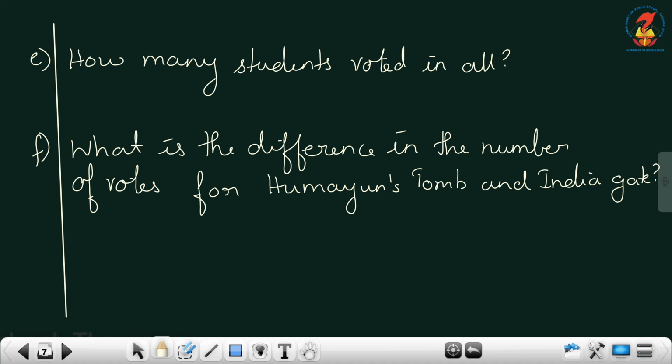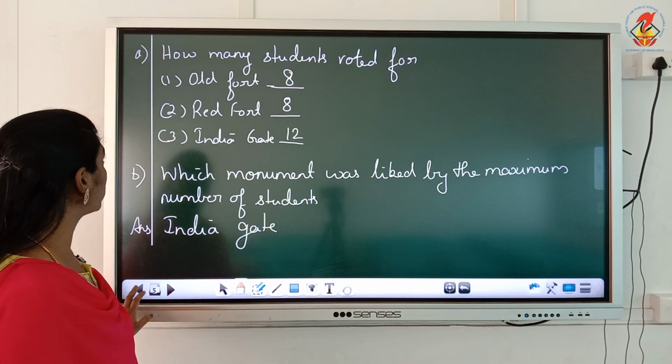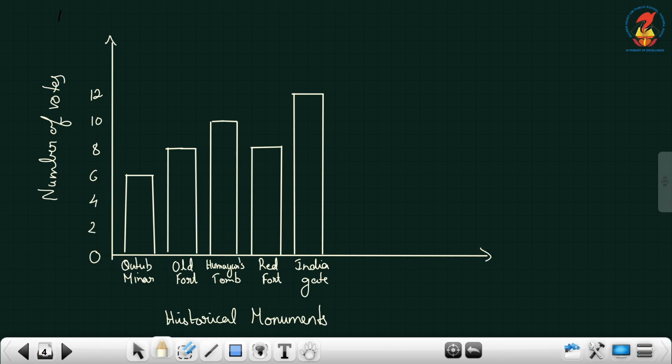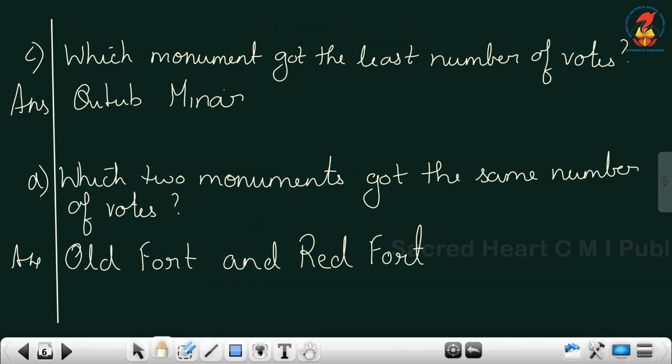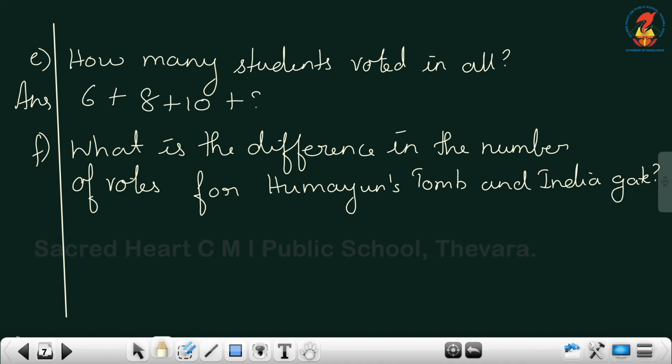Okay. Next, how many students voted in all? So you have to add 6, 8, then 10, again 8 and then 12. So 6 plus 8 plus 10 plus again 8 plus 12.